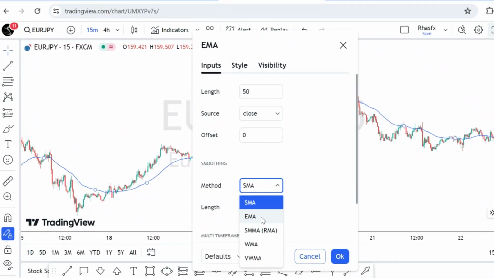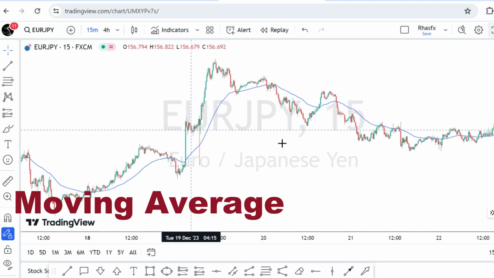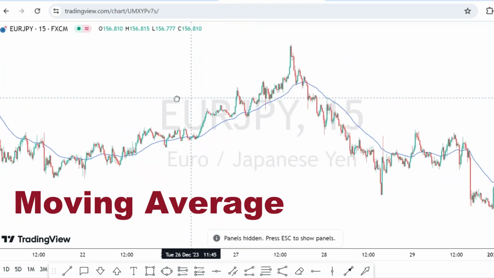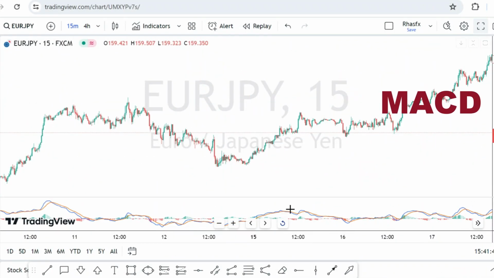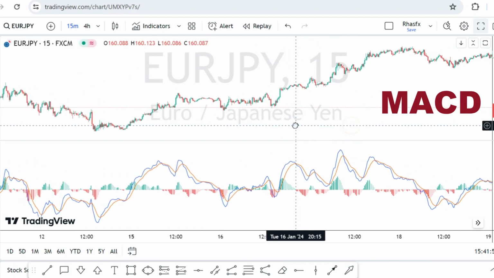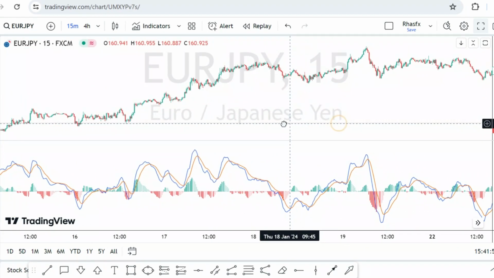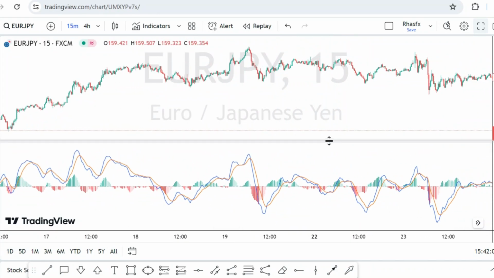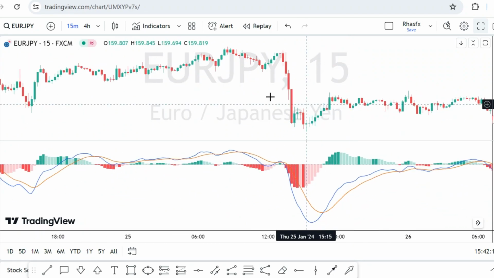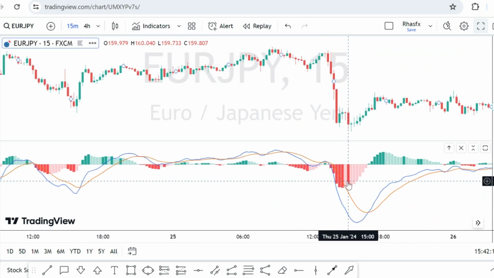Here are some common types of Forex indicators. A moving average smoothens price data to create a single flowing line, helping traders identify the direction of the trend. Moving Average Convergence Divergence, MACD, measures the convergence and divergence of two moving averages to identify changes in the strength and direction of a trend. In addition to being a trend indicator, MACD can also function as an oscillator, as it includes a histogram that reflects the difference between the MACD line and the signal line.